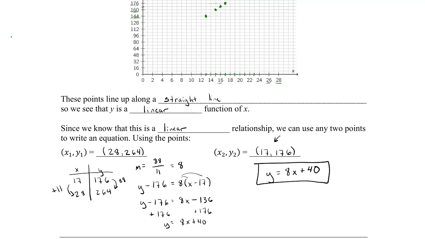So we have the equation y equals 8x plus 40 to describe the linear relationship that we see here. Again, because this relationship is perfectly linear, we can pick any 2 points to work with. So we have just made this scatter plot by hand, observed that all of the points lie along a straight line, and based on that observation, created a linear equation that fits this relationship. We can use technology to do the same thing, and that's our next concept.